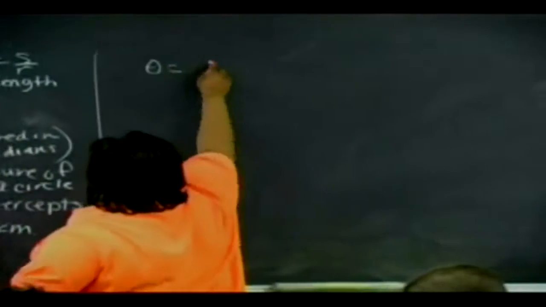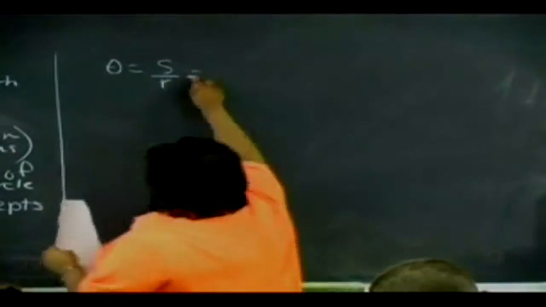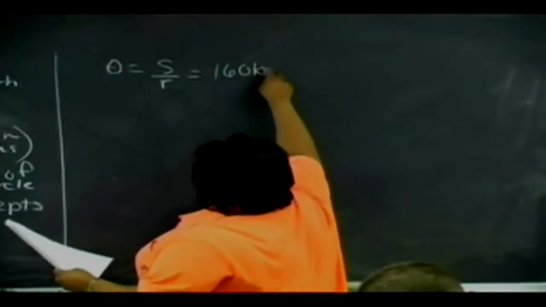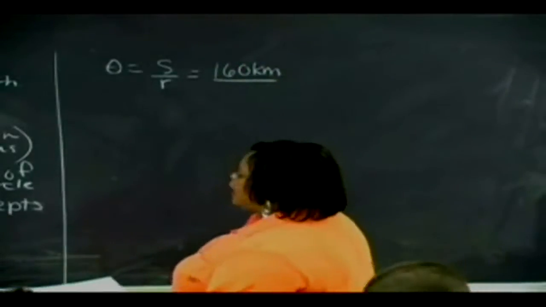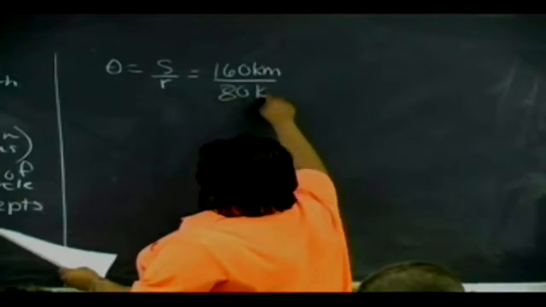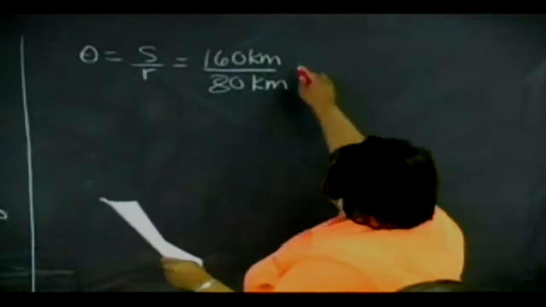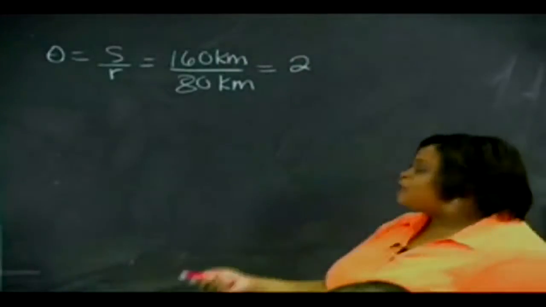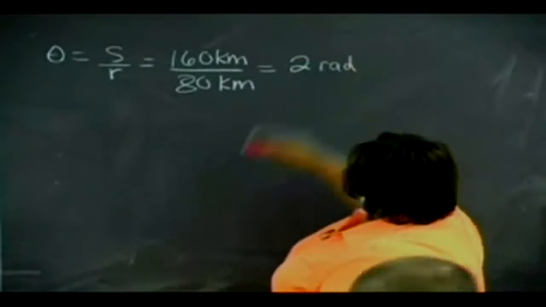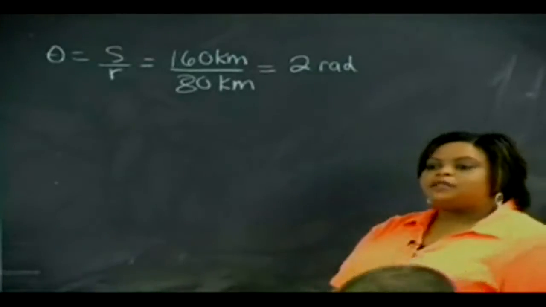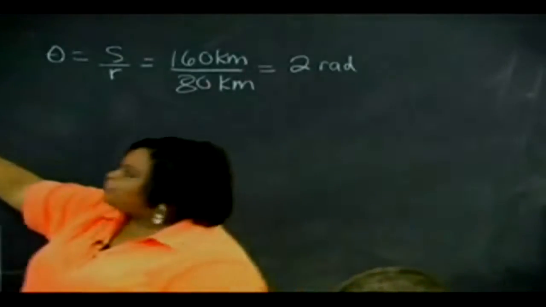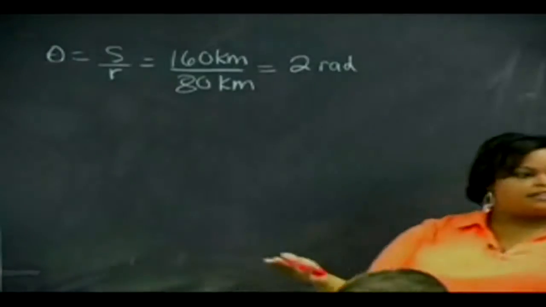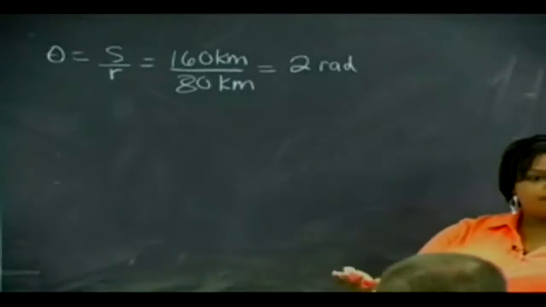So we want to find theta. Knowing that theta is S divided by R, S is the arc length, which is given to be what? 160 kilometers. And radius, 80 kilometers, which means we have what? An angle of 2. If it's just 2, it's assumed to be radians, but you may want to put the little radian there, okay? 2 radians, because we know by this definition that this theta will be measured in radians. So if you put nothing there, it's okay, because it's assumed to be radians.